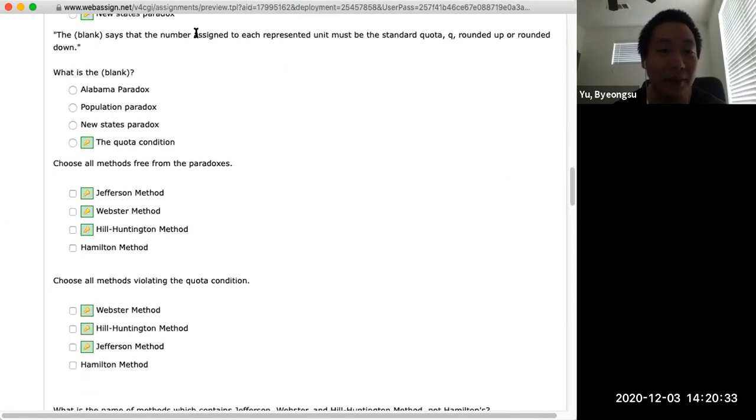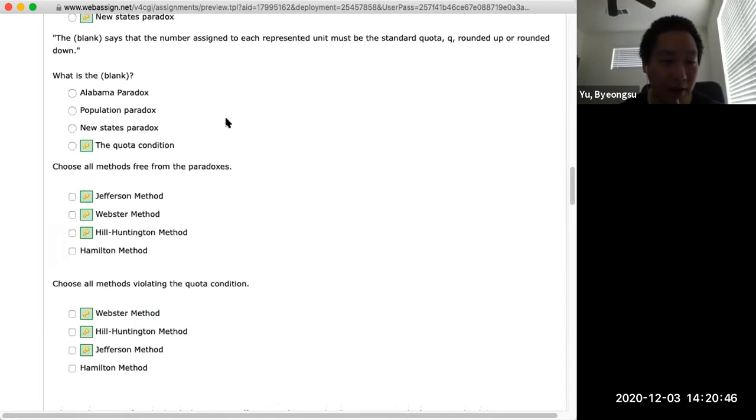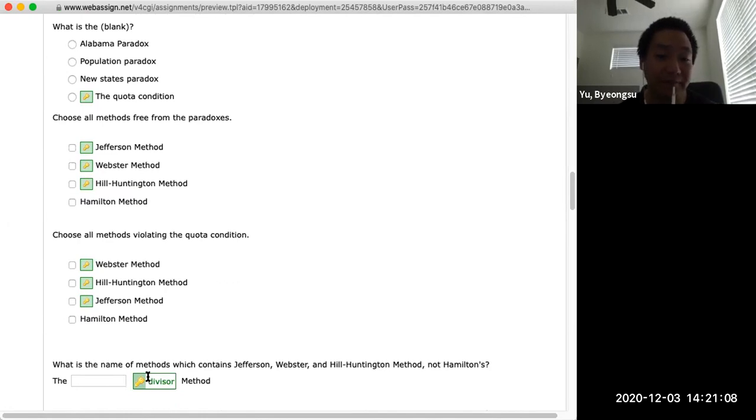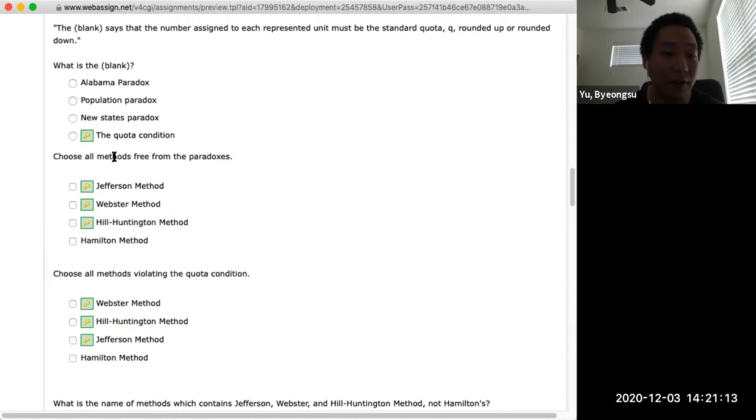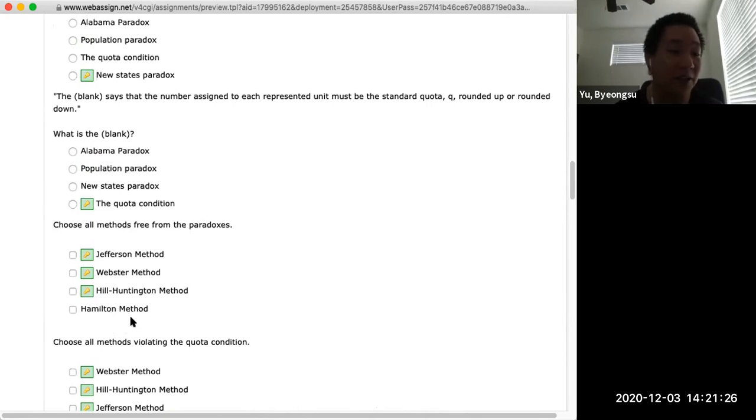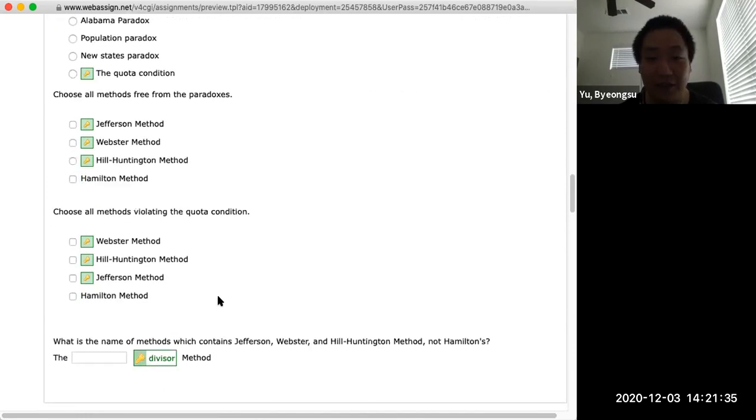And the blank says that the number assigned to each represented unit must be the standard quota Q rounded up or rounded down. So it means the quota condition. In the case of division methods, there are some states that got more than one seat, which is more than one quota. That's why we said that the quota condition is violated by the Webster method, Hill-Huntington method, and Jefferson method. Those are all called divisor methods. But those paradoxes are free from all those divisor methods. Only the Hamilton method has such paradoxes, and that's why the current United States House chooses the Hill-Huntington method instead of the Hamilton method. That also should be remembered for the exam.